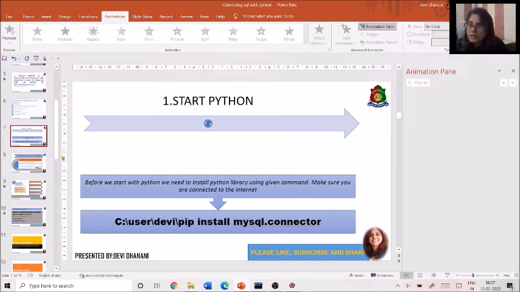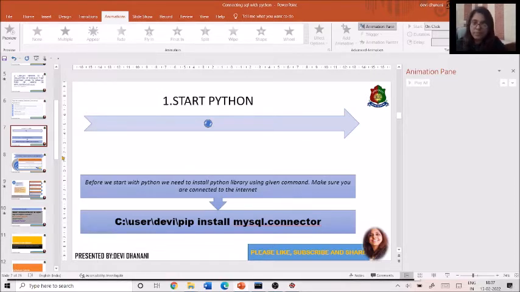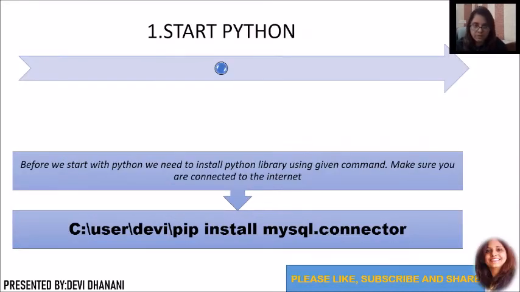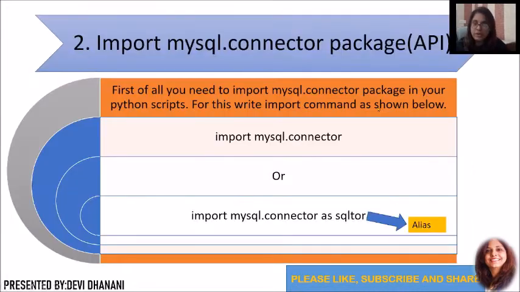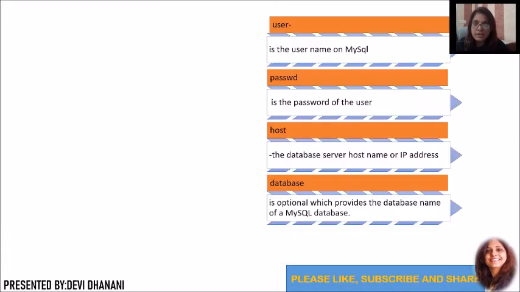Then we will create the connection object. Now, as you can see in this step, once you have installed the mysql.connector, I can import the mysql.connector package. Another way of importing the mysql.connector package is using an alias over here, sqltor or any other name. We will see that also.